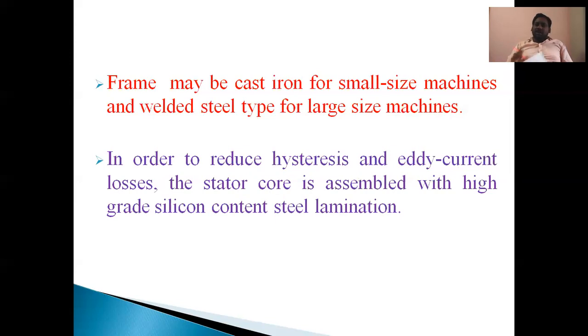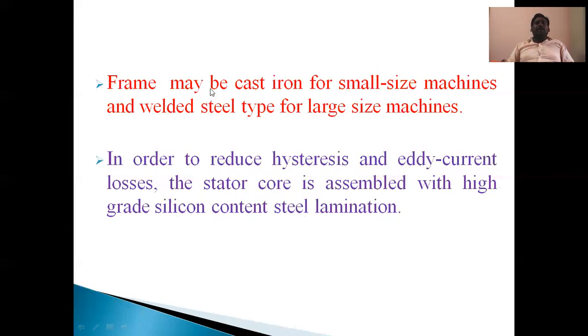Thin laminations. And to reduce hysteresis losses, we use a high permeability material, that is high-grade silicon steel. High-grade silicon steel reduces the hysteresis losses, and the laminations reduce the eddy current losses. Finally, the core losses are reduced by the high-grade silicon steel laminations.